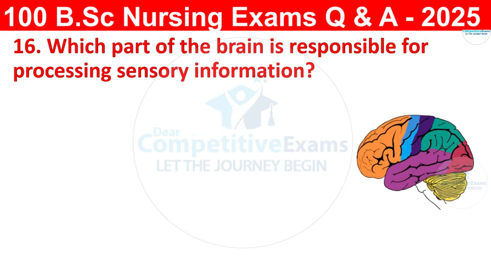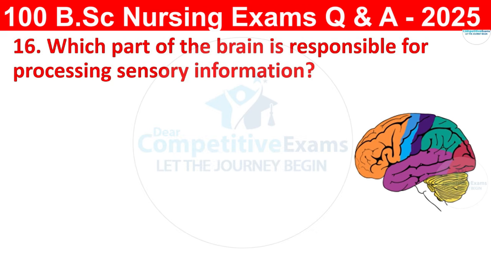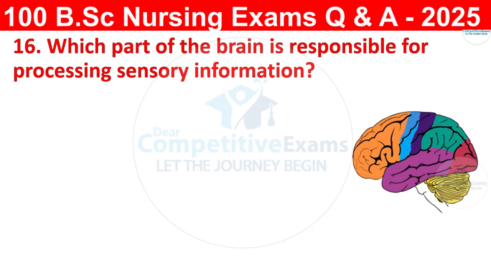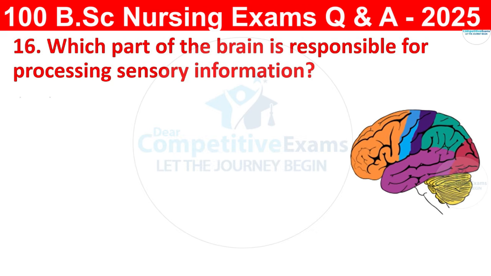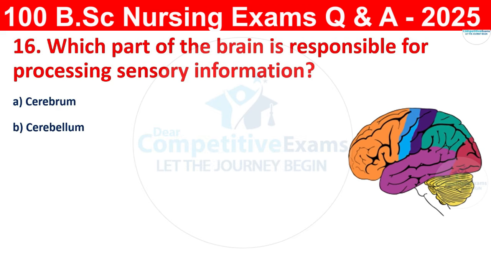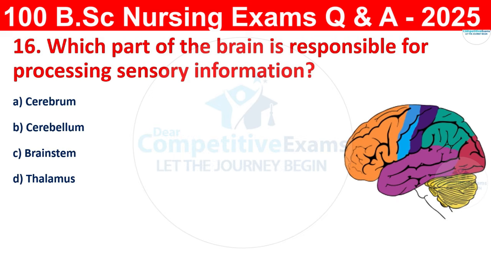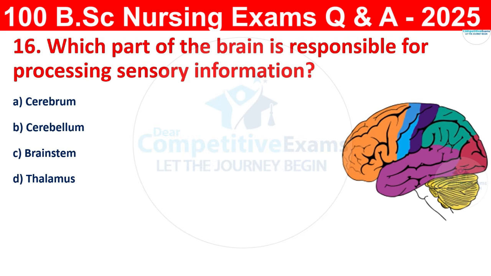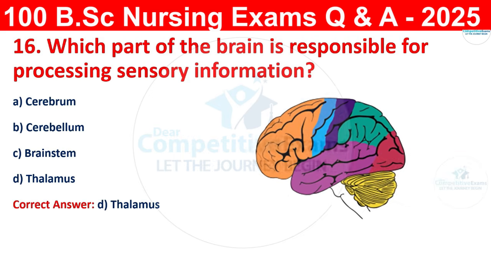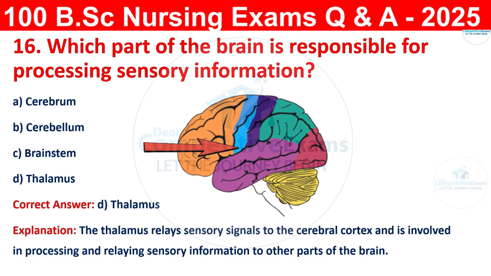Question number 16. Which part of the brain is responsible for processing sensory information? The options are cerebrum, cerebellum, brainstem, or thalamus. The correct answer is D, that is thalamus. The thalamus relays sensory signals to the cerebral cortex and is involved in processing and relaying sensory information to the other parts of the brain.